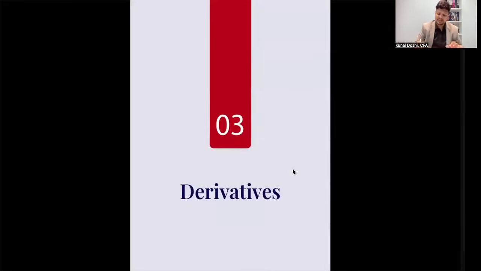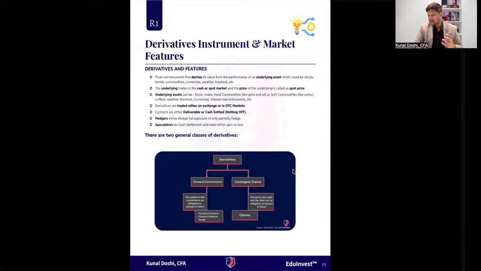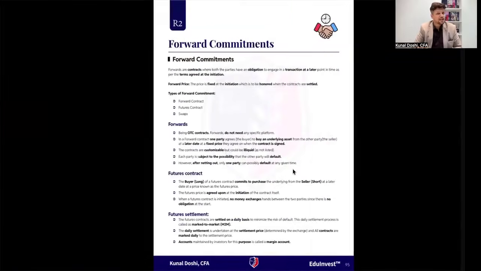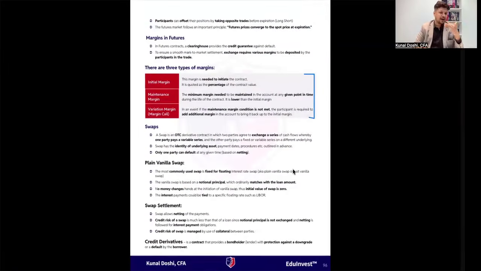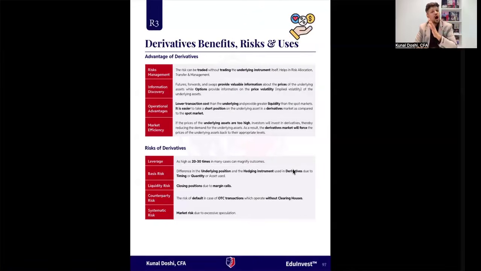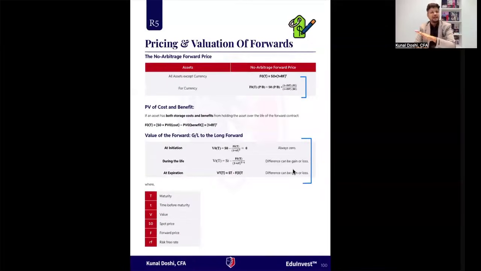Now, let's start with derivatives. In derivatives, there are a lot of formulas, but beyond formulas, the concepts of derivatives are so amazing. These 10 readings carry 5 to 8% weightage. Majority of the formulas are somewhat related to options, but before that also you have a very common formula that you've already done in the past, which is related to the no arbitrage forward price. It comes later on, after arbitrage and replication, there is the no arbitrage forward price. So first, I will discuss the no arbitrage forward price.